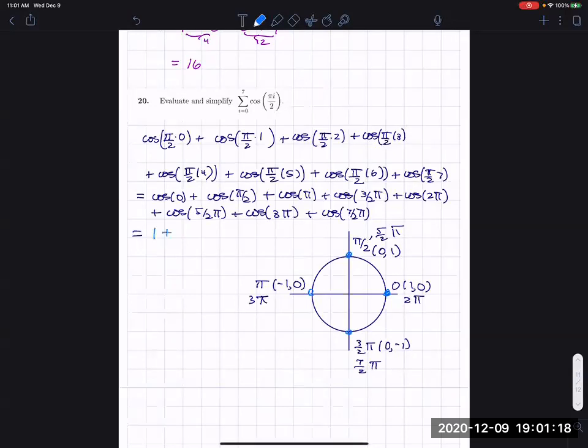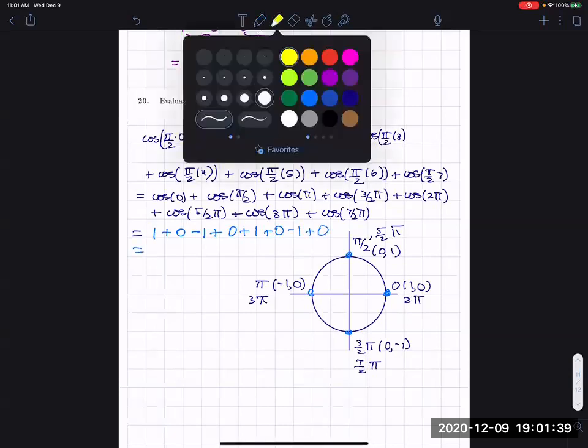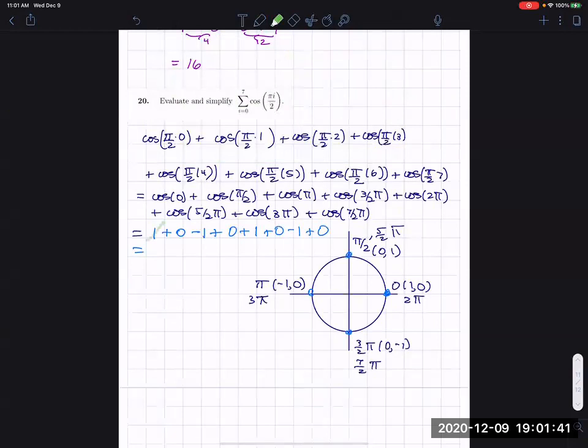Then cosine pi over 2 is 0. Cosine pi is negative 1. Cosine 3 halves pi is 0. Cosine 2 pi is 1. Cosine 5 halves pi is 0. Cosine 3 pi is negative 1. Cosine 7 halves pi is 0. And what does that give us? We see that we have canceling. 1 minus 1 is 0. 1 minus 1 is 0. Aha, the whole thing's equal to 0.